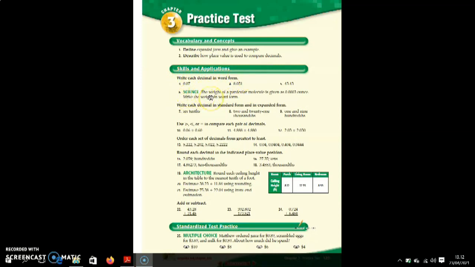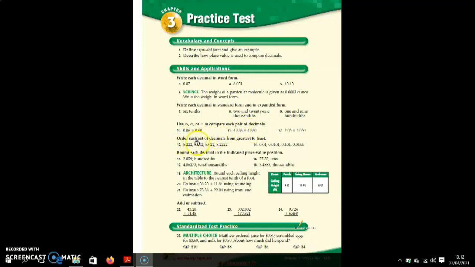Assign the weight of a particular molecule is given as 0.0003 ounce. Write the weight in word form. Write each decimal in standard form and expanded form. Use greater than or less than to compare each pair of decimals.